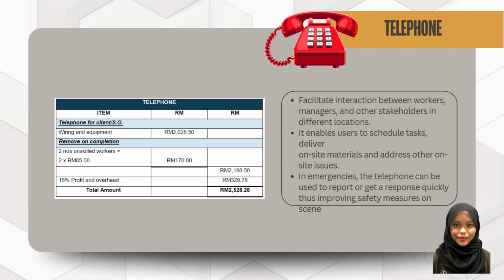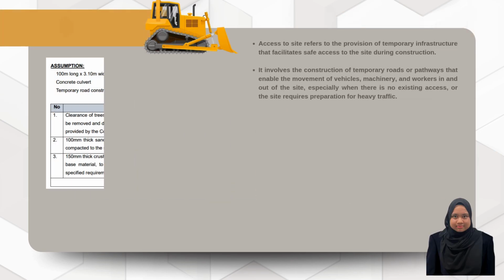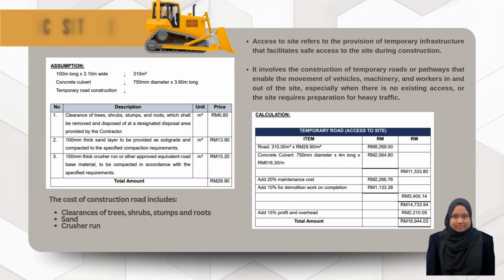For the calculation, we have 2 parts. First, we need to allow wiring and equipment, which is 2,028 ringgit 50 cents, and we need to remove upon completion, so we need to hire 2 unskilled workers. The total amount will be RM2,528.28.